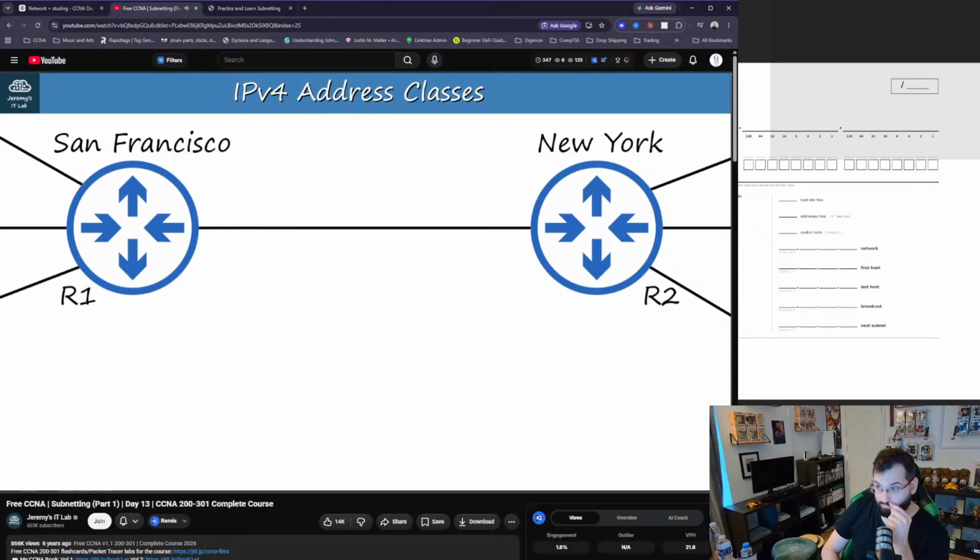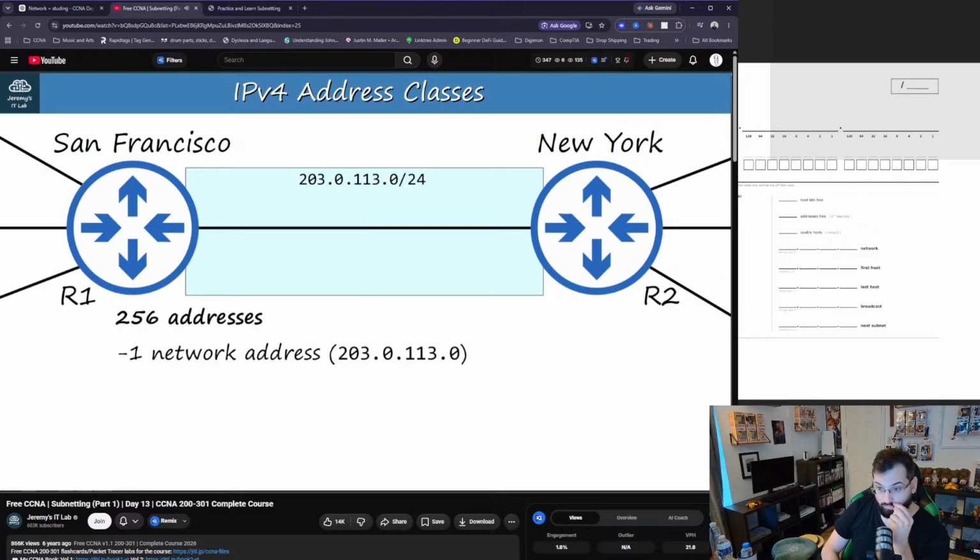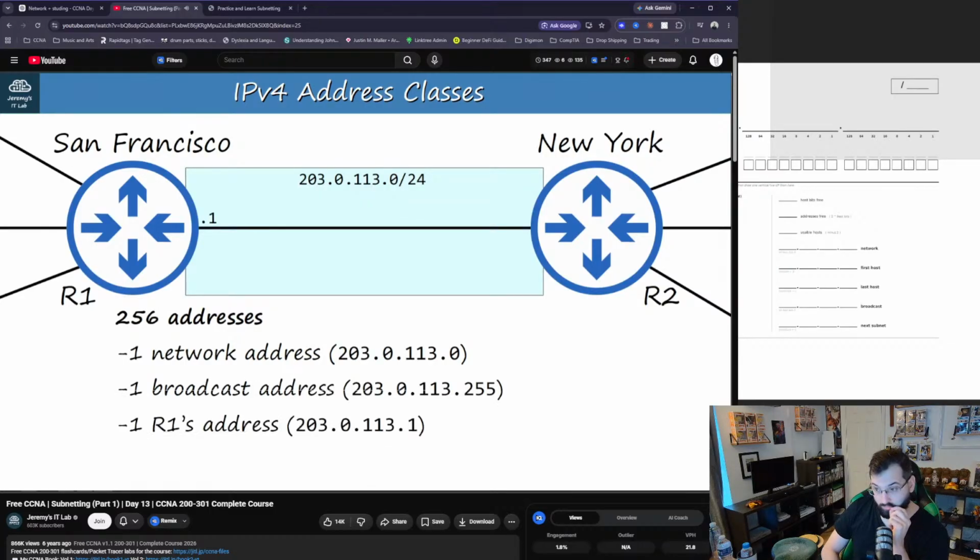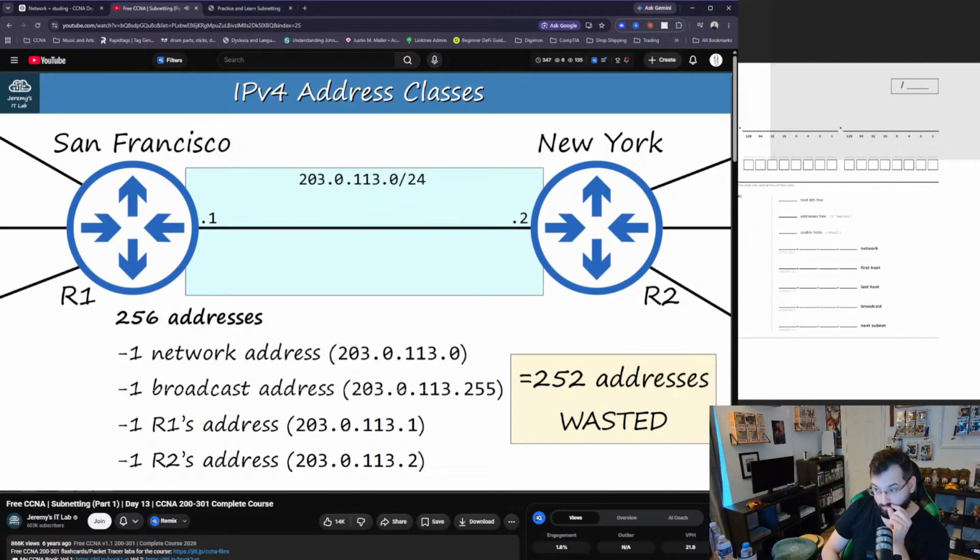So, because this is a point-to-point network, we don't need a large address block. So let's use a Class C network, 203.0.113.0/24. Because this is a Class C network, there are 256 addresses in the network. -1 for the network address, 203.0.113.0, -1 for the broadcast address, 203.0.113.255, -1 for R1's address, which I'll assign as 203.0.113.1, and -1 for R2's address, which I'll assign as 203.0.113.2. That's a total of 4 addresses used, and 252 addresses wasted. Clearly, this is not an ideal system.